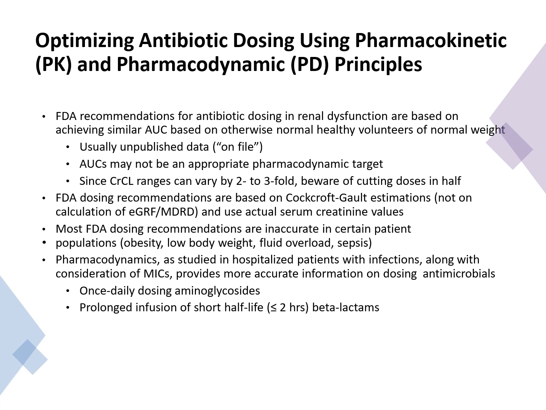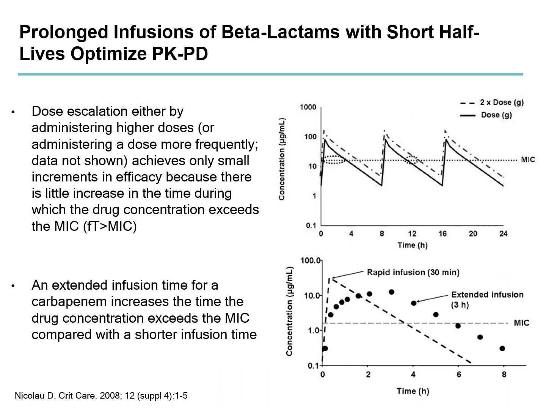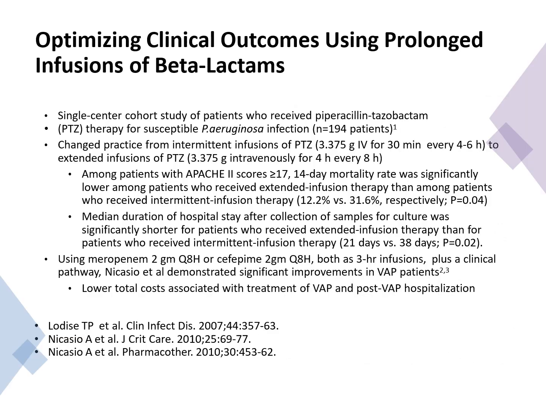Optimizing antibiotic dosing using pharmacokinetic and pharmacodynamic principles was studied, and it was observed that once-daily dosing of aminoglycosides is used, while prolonged infusion is required for beta-lactams with short half-lives as per the principles of pharmacokinetics and pharmacodynamics. Prolonged infusion of beta-lactams with short half-lives optimizes the pharmacokinetics and pharmacodynamics. As said earlier, dose escalation, either by administering higher doses, gives only small increments of efficacy because there is little increase in the time the drug concentration exceeds the MIC. Extended time infusion for carbapenem increases the time drug concentration exceeds the MIC compared with the shorter infusion. Optimize the clinical outcomes using prolonged infusions of beta-lactams.